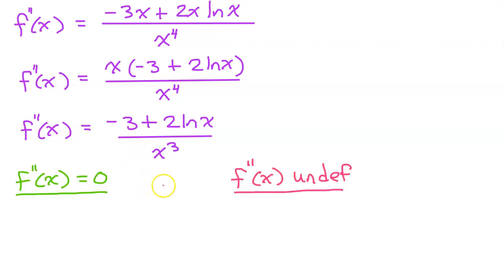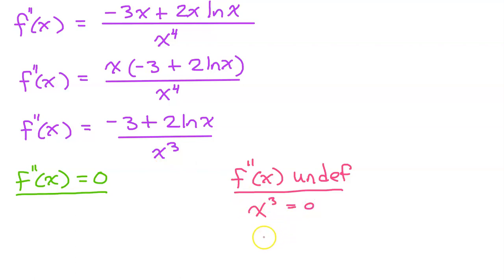To make the sign chart, we need to find where f double prime equals 0 and where f double prime is undefined, because any of those solutions will be what we plot on the number line to make the sign chart. Let's start with f double prime undefined, because we can actually get that out of the way very quickly. F double prime will be undefined when the denominator is equal to 0.